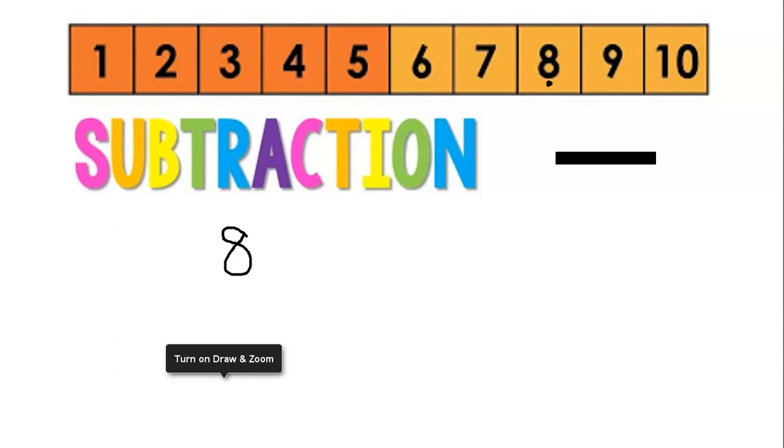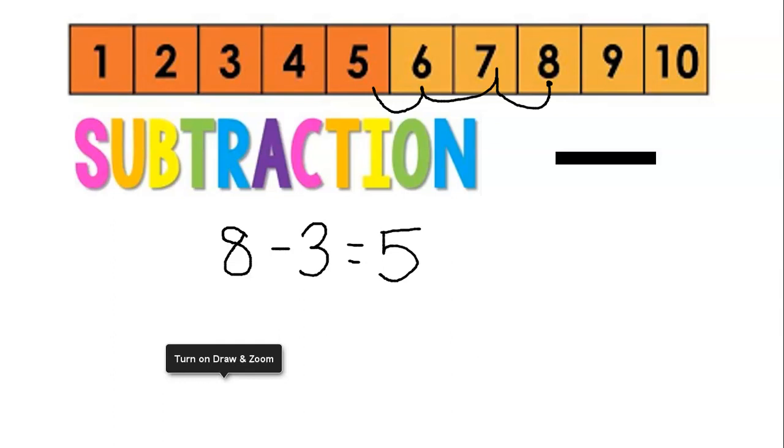So we're taking away. Take away, I'm going to jump back 3 spaces. 1, 2, 3. 8, take away 3 equals, what number did we land on? 5. Perfect.